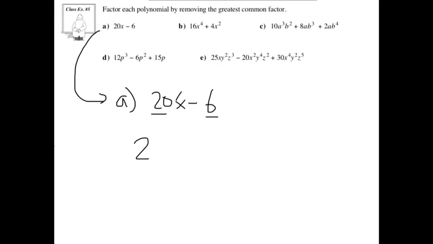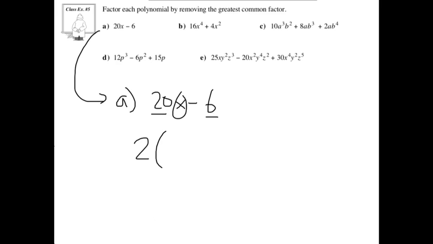Factor each polynomial by removing the greatest common factor. Okay, so let's start with A. We've got 20x minus 6. Taking a look at the coefficients, the greatest common factor of 20 and 6 would be 2. And if you notice, only one of these contains an x, so that's the only thing we're going to pull out.